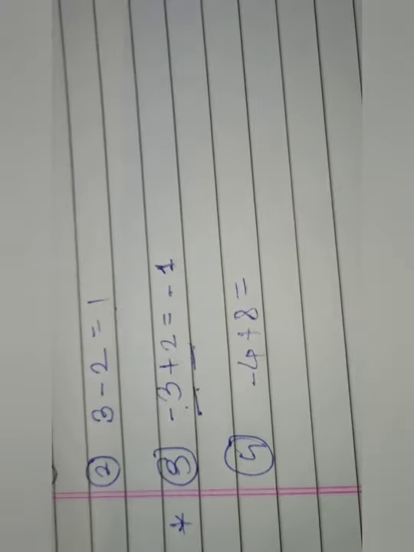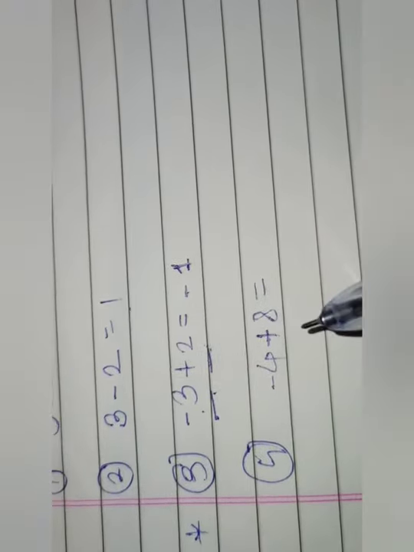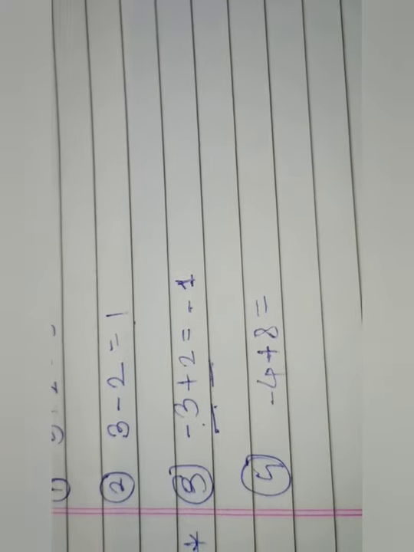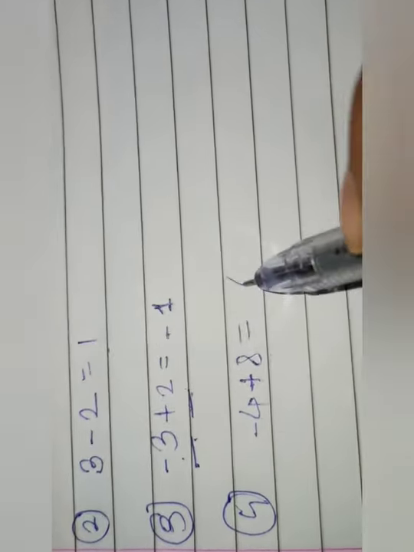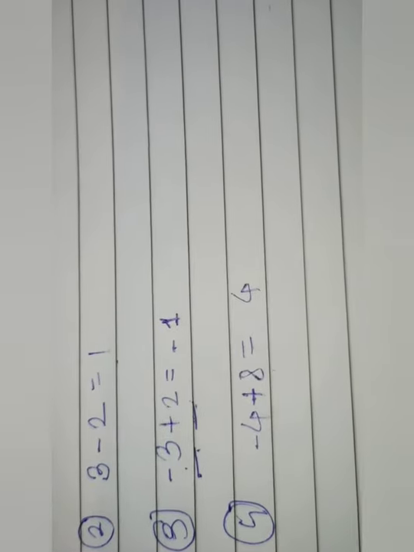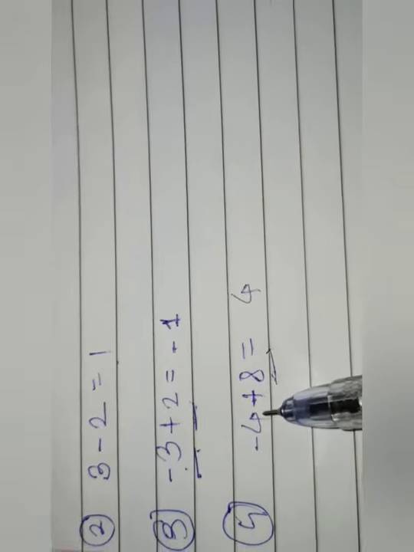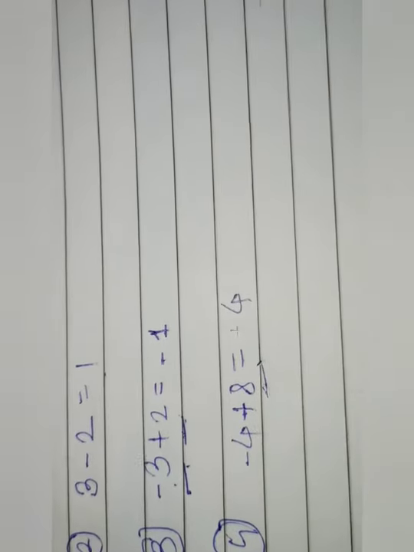I have told you, if there is minus 4 and plus 8, then we do the subtraction. So do the subtraction of bigger number and smaller number. 8 minus 4, 4. Now which sign will you give? Here 8 is the greater number and the sign is positive. So here it is positive. There is a positive sign but we never show it.